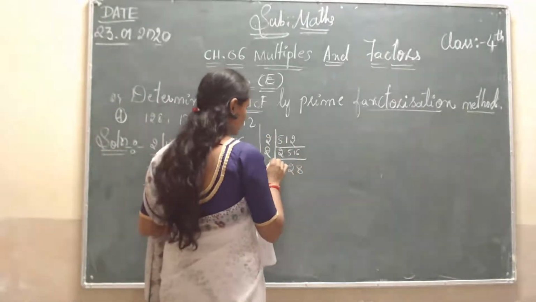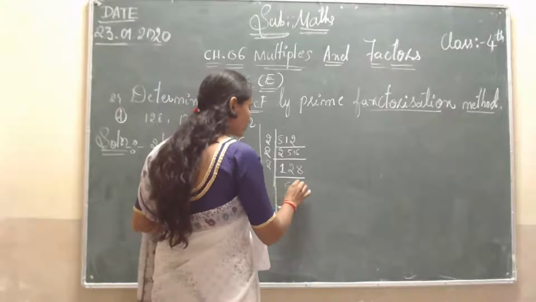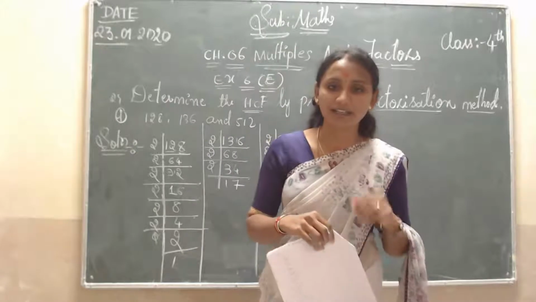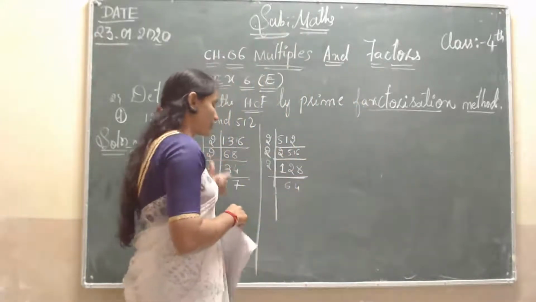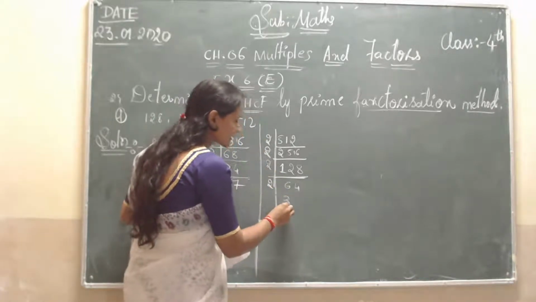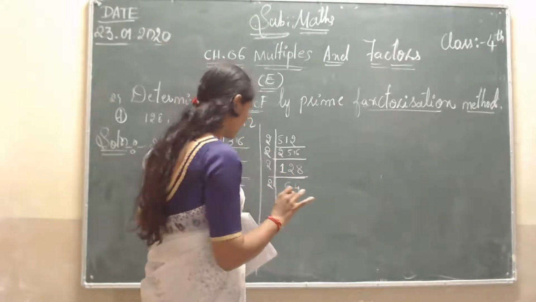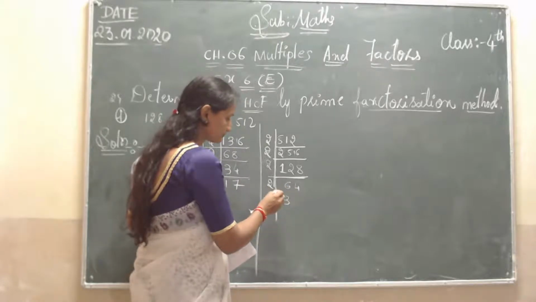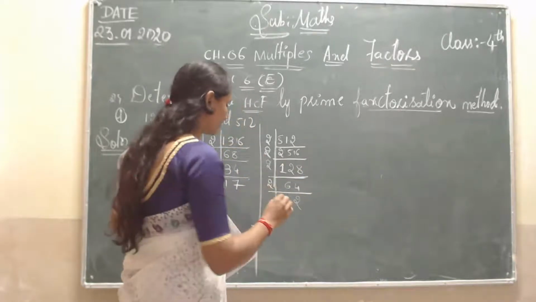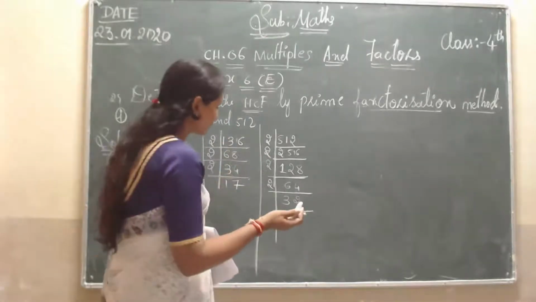So next, students, 128 is an even number. You take 2 sixes are 12, 2 fours are 8, and the remainder is 64. So 64 is left, and again you divide by the same number 2. 2 threes are 6, the remainder is 0. Next 4: 2 threes are 6, 2 twos are 4, again the remainder is 0. The result is 32, which is also an even number.